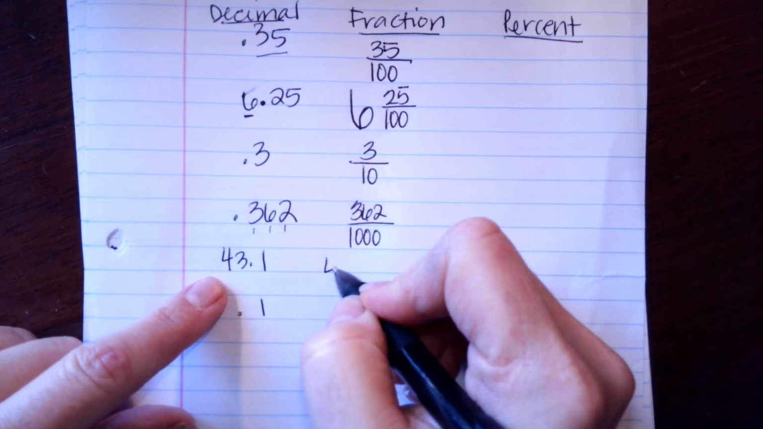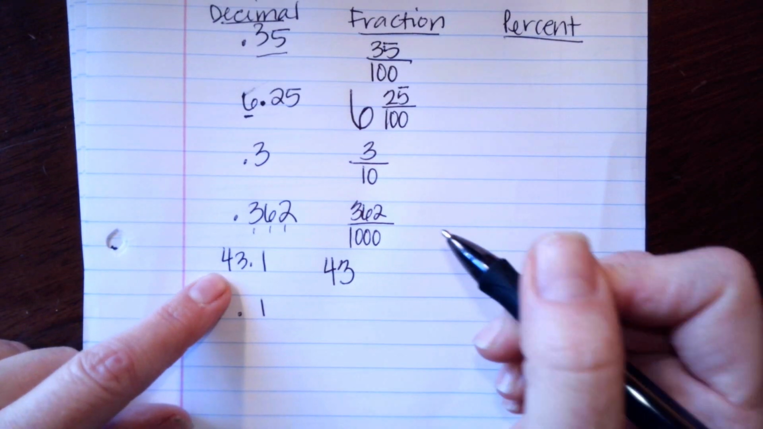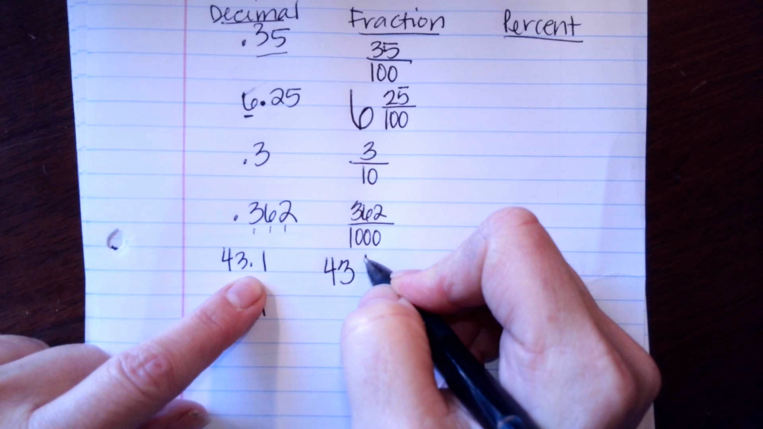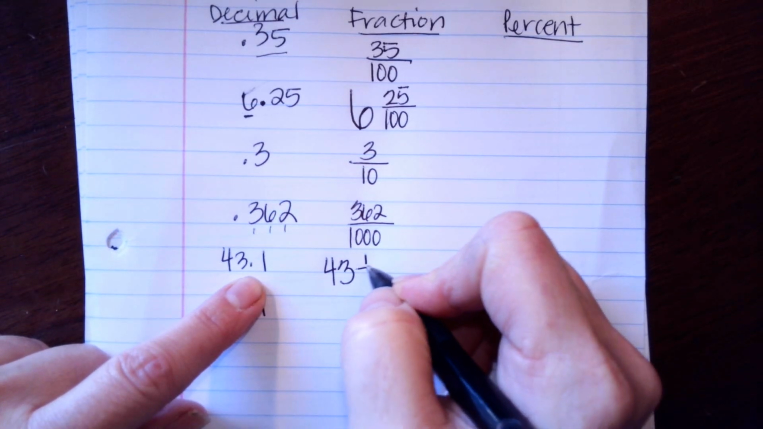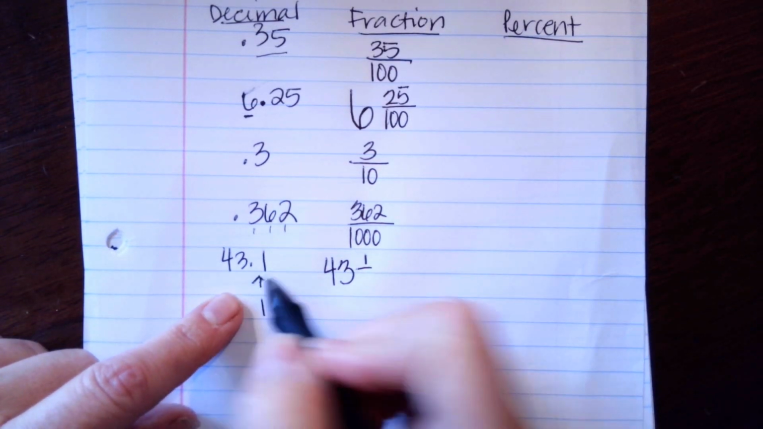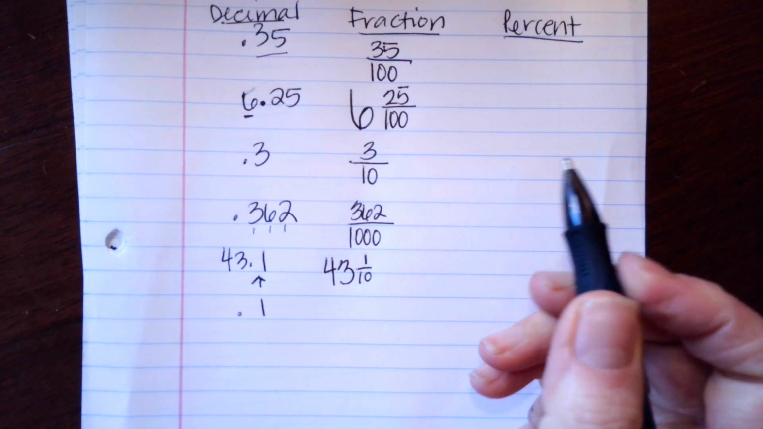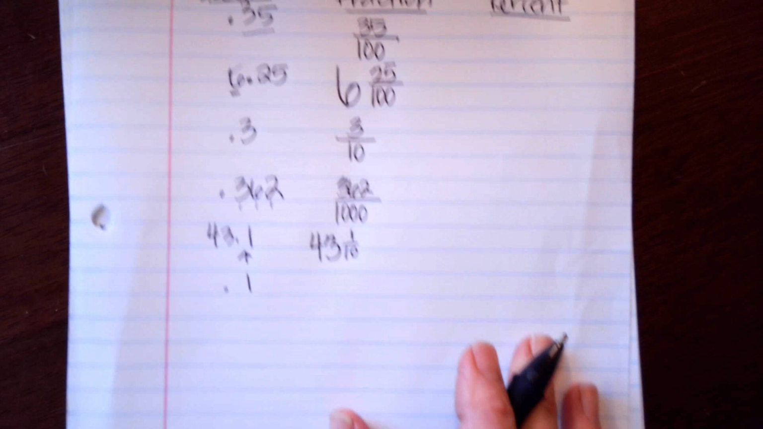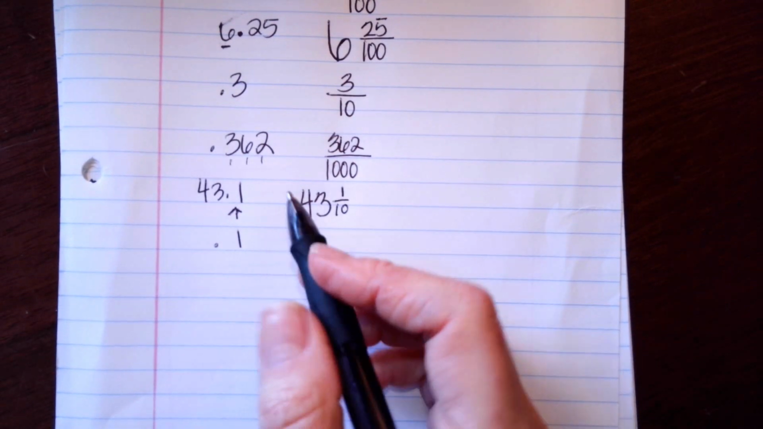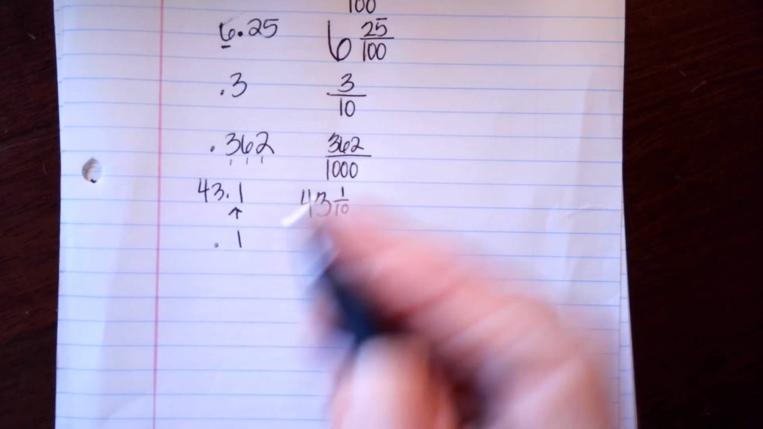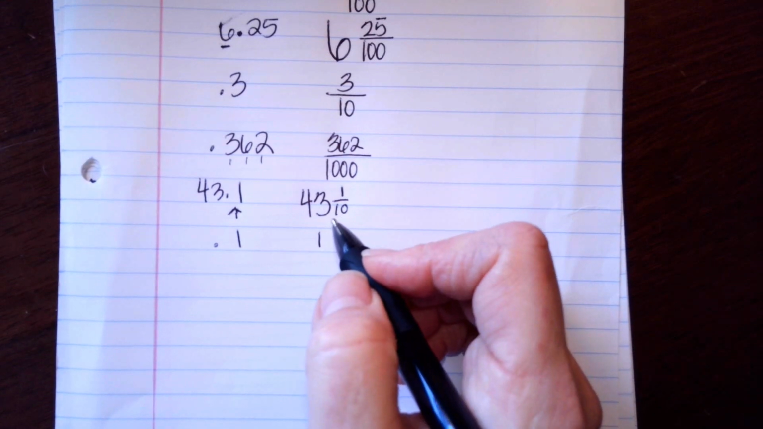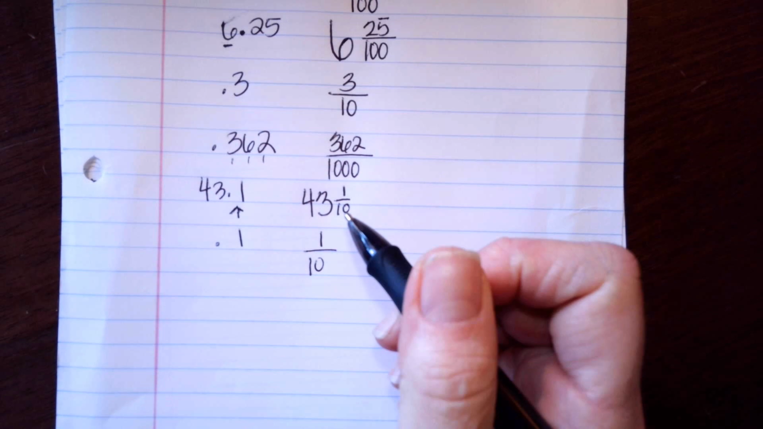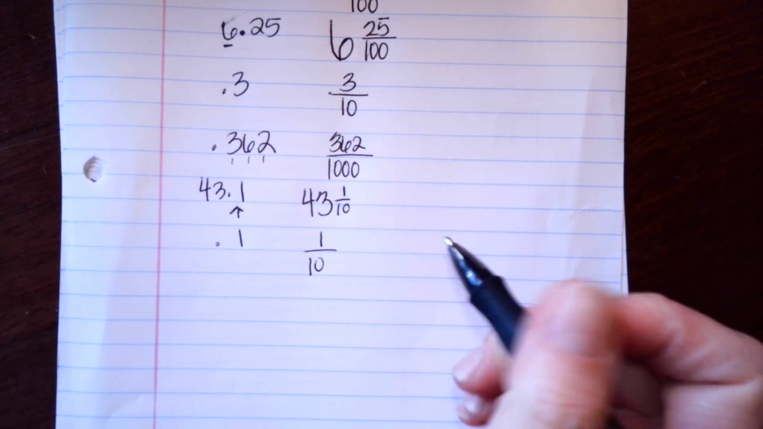This one, my whole number is 43 because it's to the left of the decimal. And then this, I would do the same thing. My numerator becomes 1. And what place value does it end on? It ends on the tenths. So it's 43 and 1/10. And then this one is 0.1. This is our numerator, and it ends on the tenths, so our denominator is 10.